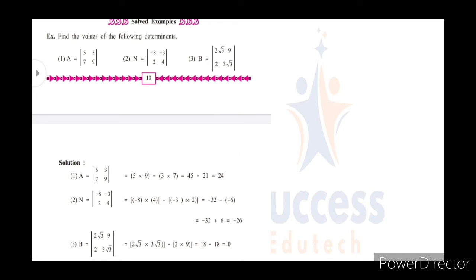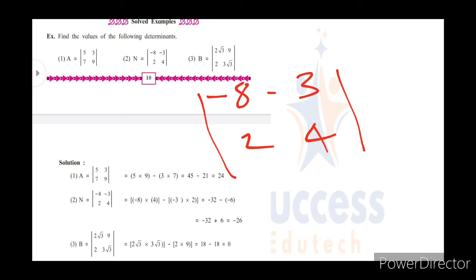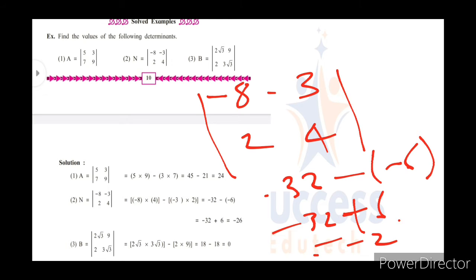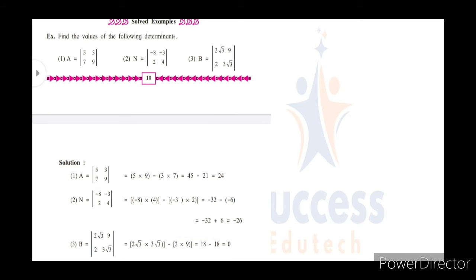Now determinant N is given. In N, minus 8, minus 3, 2, 4 are the values given in the determinant. Now after cross multiplying we get minus 32 minus of minus 6. So we get minus 32 plus 6. After that we get minus 26. So my determinant value becomes minus 26, and the value of N is equal to minus 26.